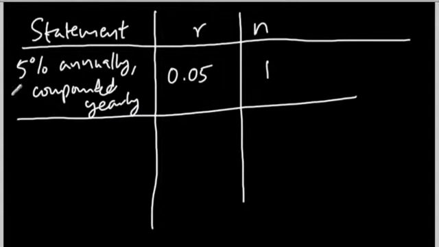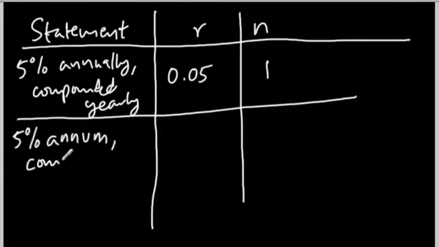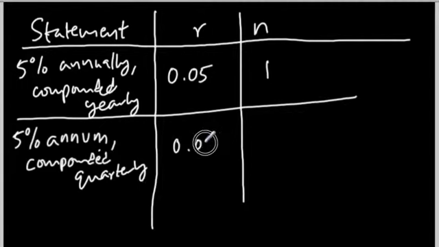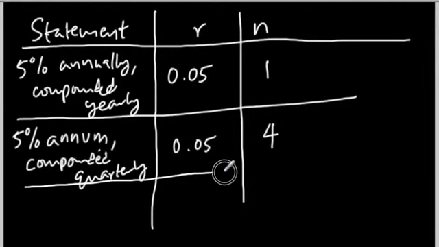Let's say the same situation. 5%, again annually, I'm just going to write 5% per annum, which means per year, and say compounded, what if I said quarterly? So if I said quarterly, again this is 0.05, and there are 4 quarters in a year, so N would be 4. Not 3. Some people might, for some reason, think 3, but there are 4 quarters per year, so it's compounded 4 times a year, so N is equal to 4.